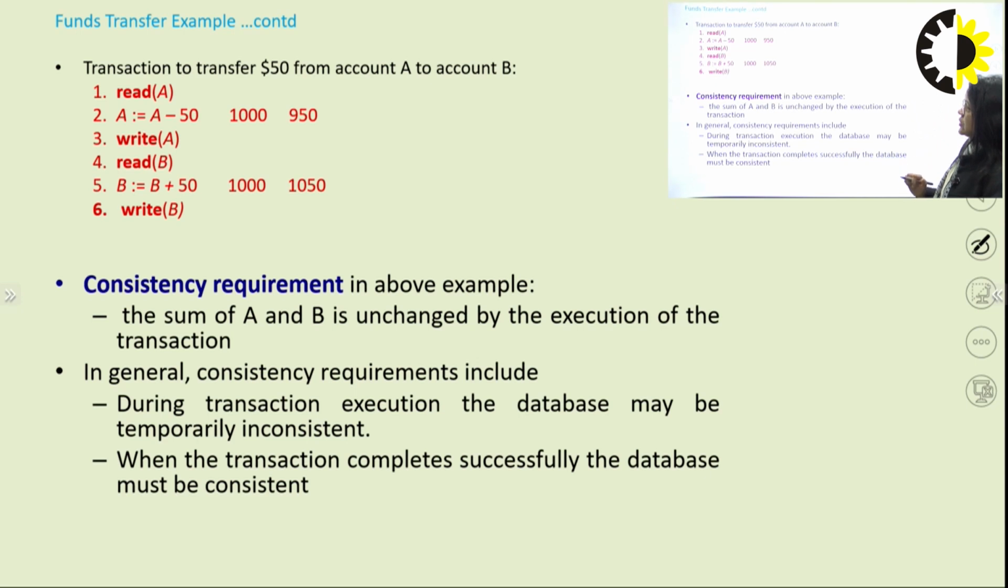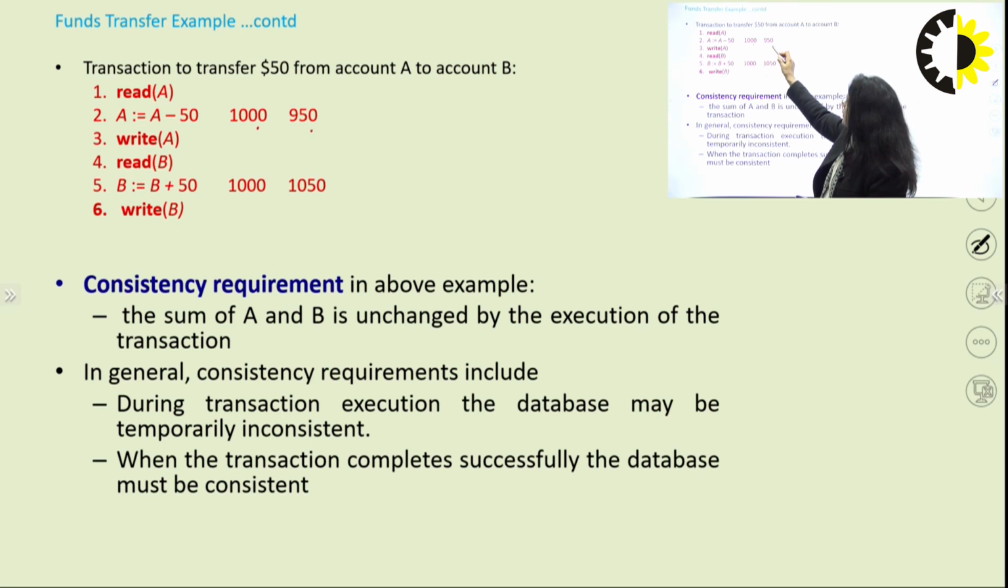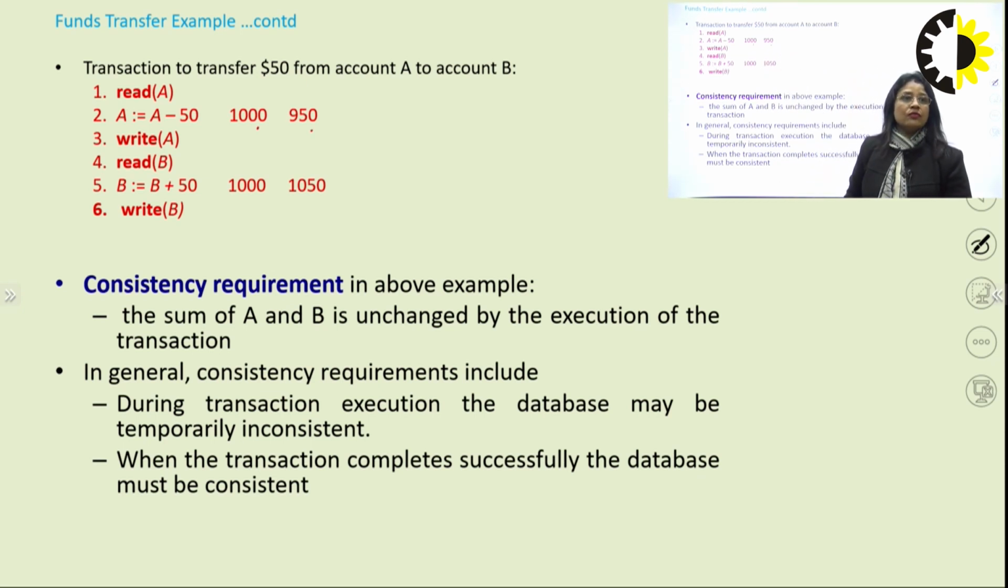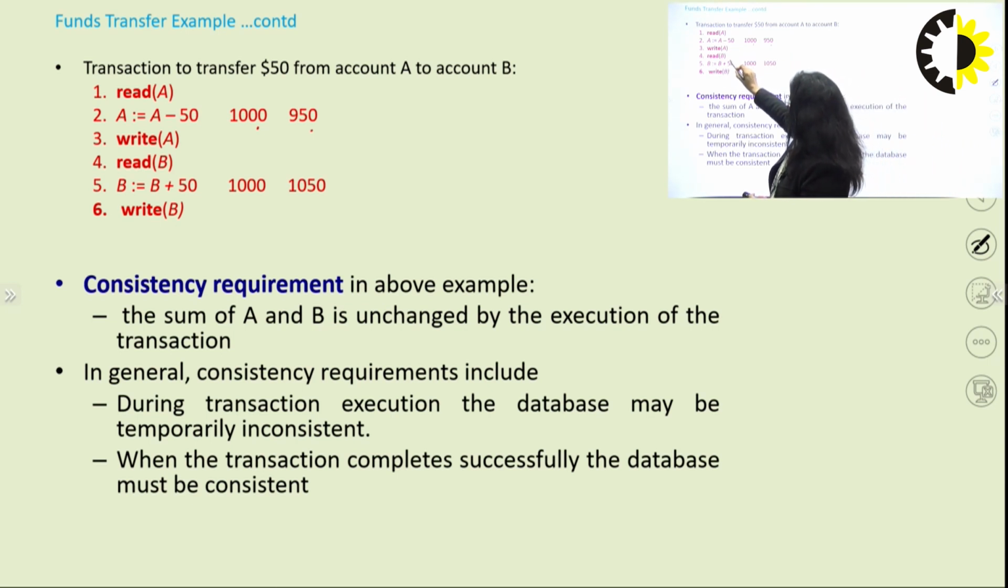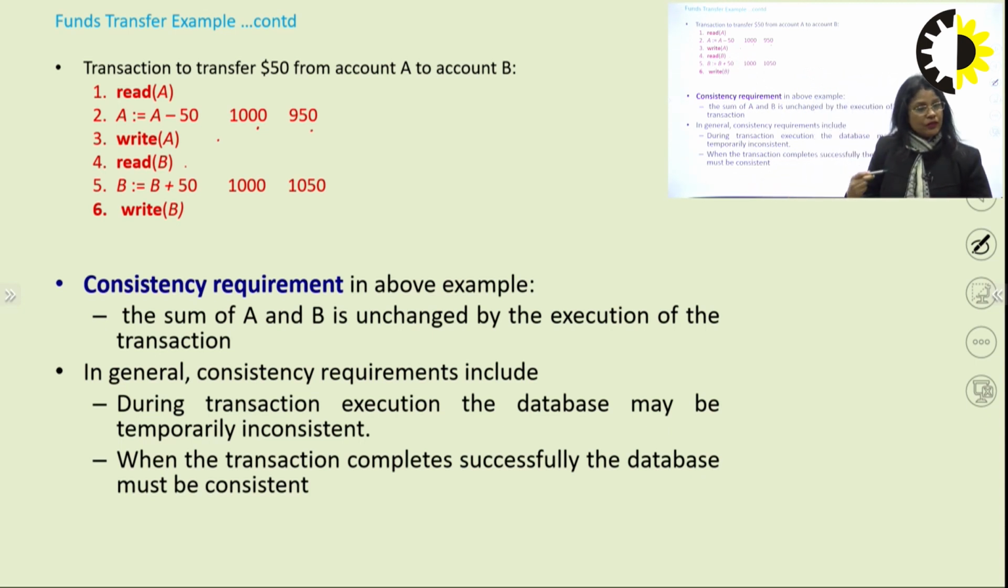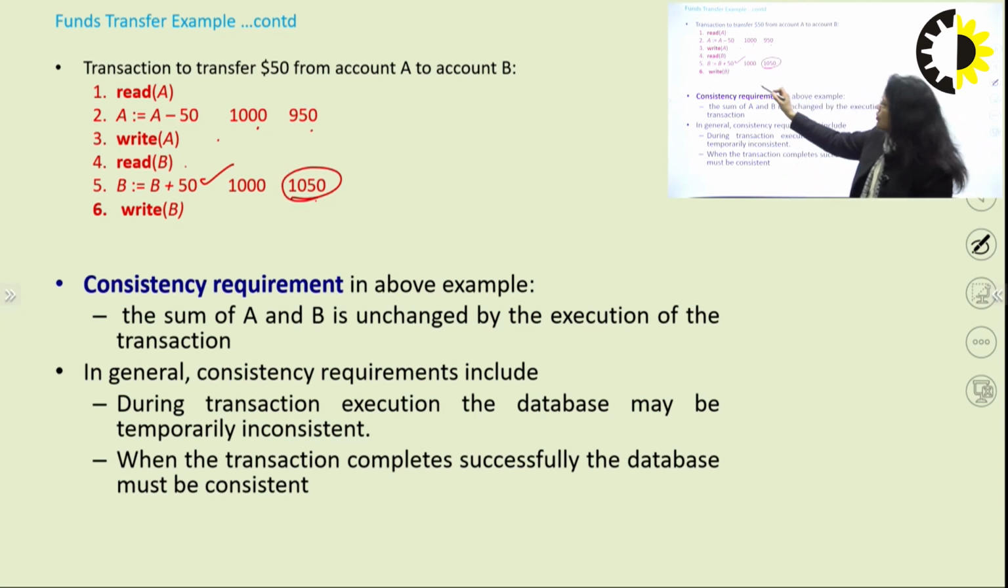So what is the consistency requirement? Here we can see that if account A is deducted $50, and it initially has $1,000, then after deduction it has $950. That updated value will be written in account A. Then account B will be read, if it is also 1000, after this operation it will be 1050. So the final value written for B is 1050.